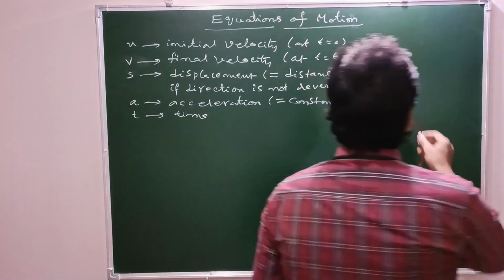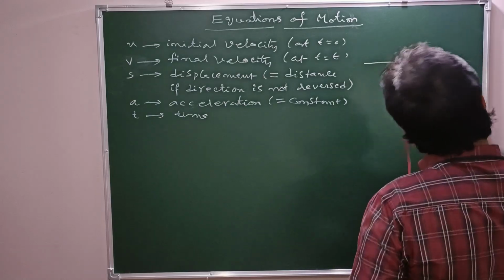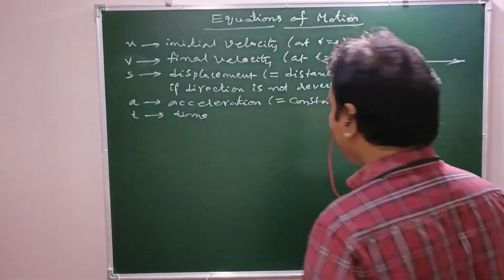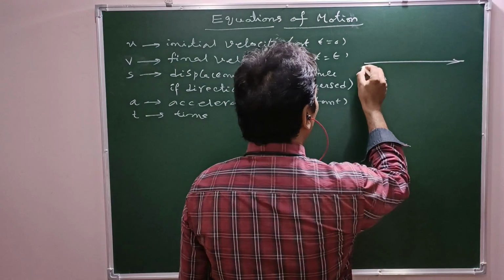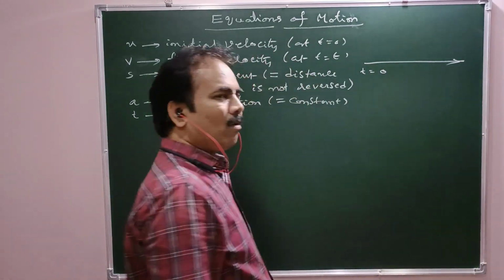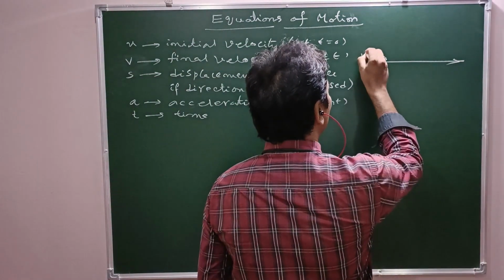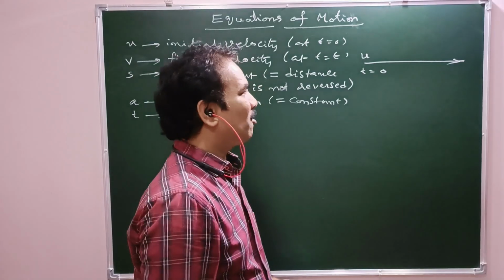Suppose I am taking one particle which is under motion like that. This is the path followed by the particle. At time t equal to 0, our observation starts somewhere here. Now, what is the velocity of the particle at time t equal to 0? Let it be small u. So u is the initial velocity.